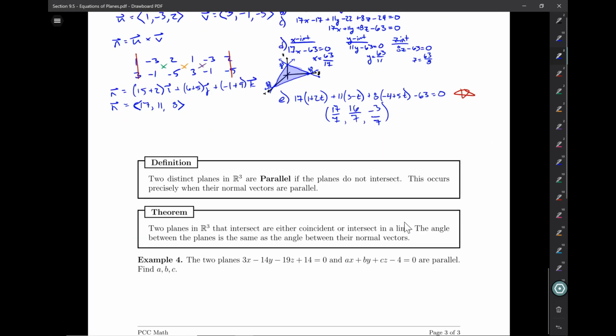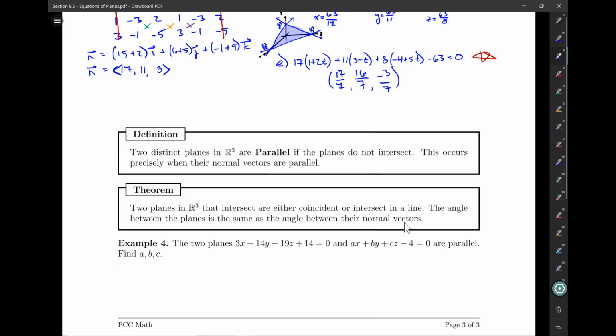So we want to finish this off with just making a definition and then a theorem, just to expand on this definition. This definition says if we have two distinct planes in R3, distinct just meaning they aren't the same plane, then these two planes are called parallel if the planes do not intersect. So in R3, there's no such thing as skew planes. Maybe in some other dimension, but not in R3.